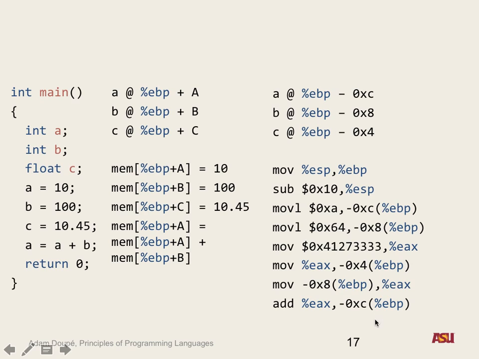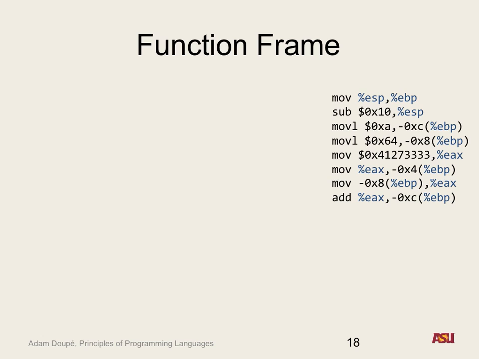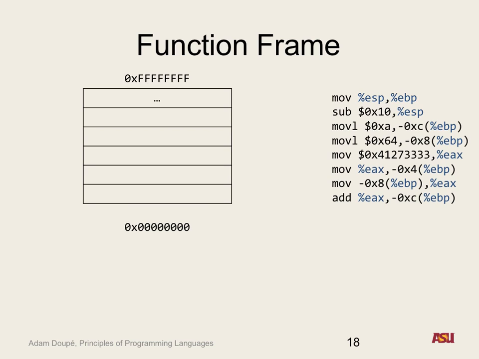To A, and we store that result in A. So just like here, this subtraction, we're subtracting 10 from ESP, and we're returning the result into ESP. That's what that syntax means. So we can step through this and see exactly what's going on.